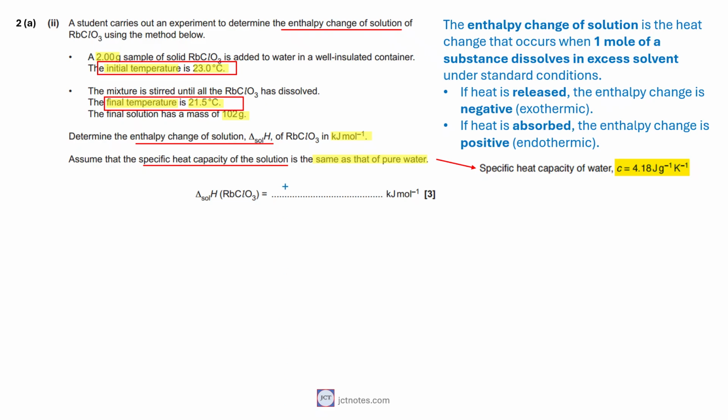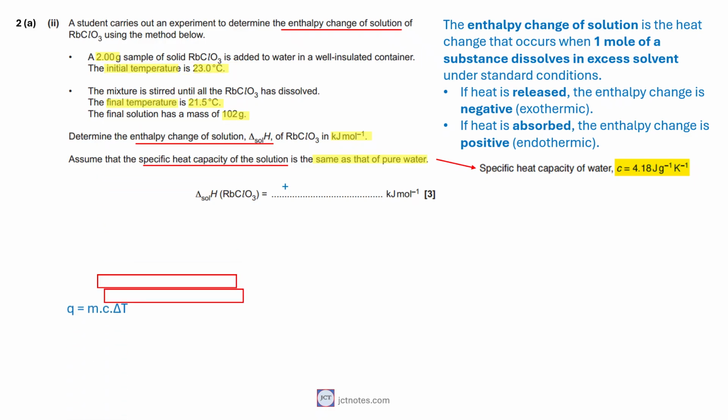The heat energy change can be calculated using this equation, Q equals mc delta T. This means we multiply the mass of the solution by the specific heat capacity and by the temperature change. Before substituting the values into the equation, we should check that all the units are consistent.